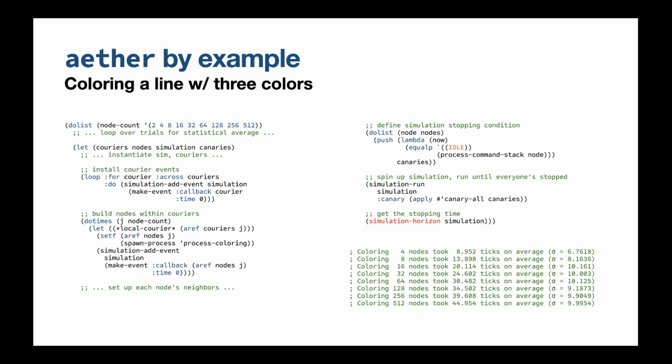And you can see the output in the bottom right-hand corner of the slide. If I run this algorithm for 4 nodes, then it takes about 9 ticks in simulation time, not in wall time. And if I color 8 nodes, then it takes about 14 ticks, 16 nodes, 20 ticks, and so on.